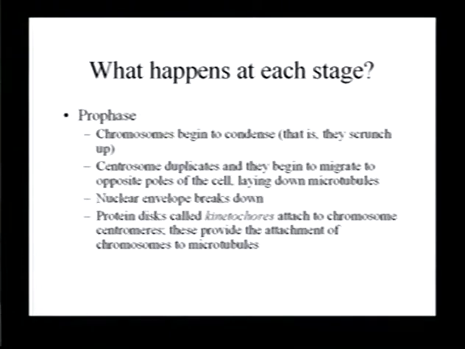Another interesting thing that happens in prophase is that you get these disks of protein that stick to the centromeres of chromosomes. Those disks of protein are called kinetochores. The microtubules from the centrosomes that are now at the opposite poles are going to attach to those kinetochores. That's not only going to hold the chromosomes in the center of the cell, but it's also going to allow you to pull them away from each other simply by shortening the microtubules.